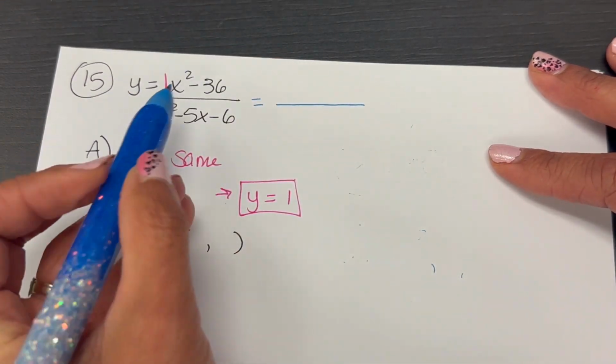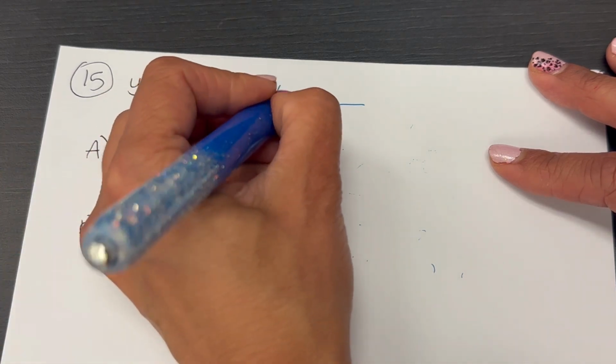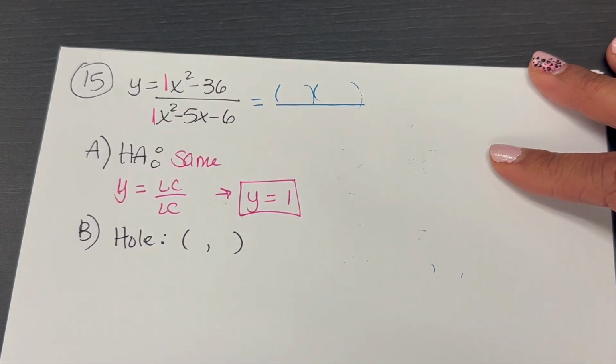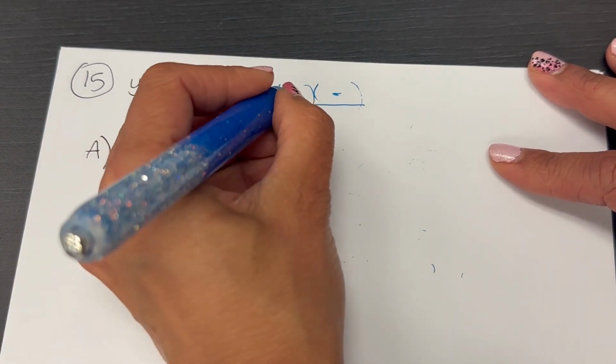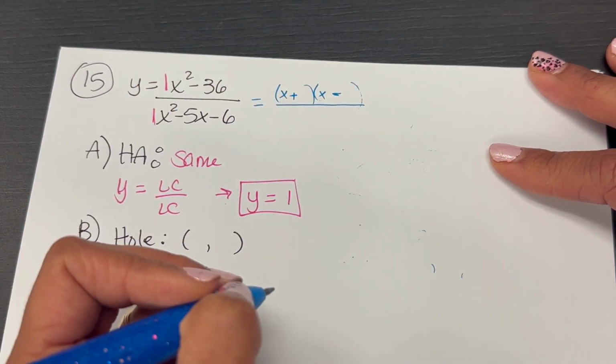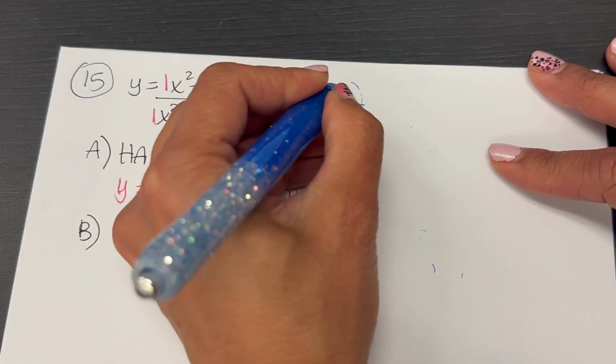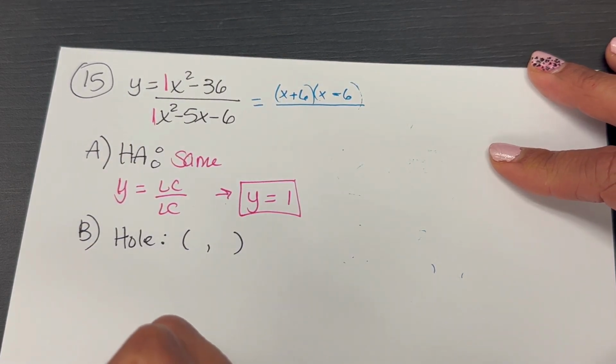The numerator is easy. It's a difference of two perfect squares. So those factor down to two binomial factors, one with a plus, one with a minus, with the same stuff inside. And we can split the x squared into x times x, and 36 into 6 times 6. x plus 6, x minus 6.